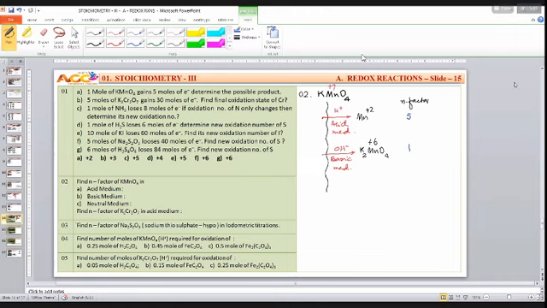Achha. If N factor is like this, let us take one more beautiful discussion. Sir, I want to know what is the equivalent weight of KMnO4. Okay, let us write down here that one.